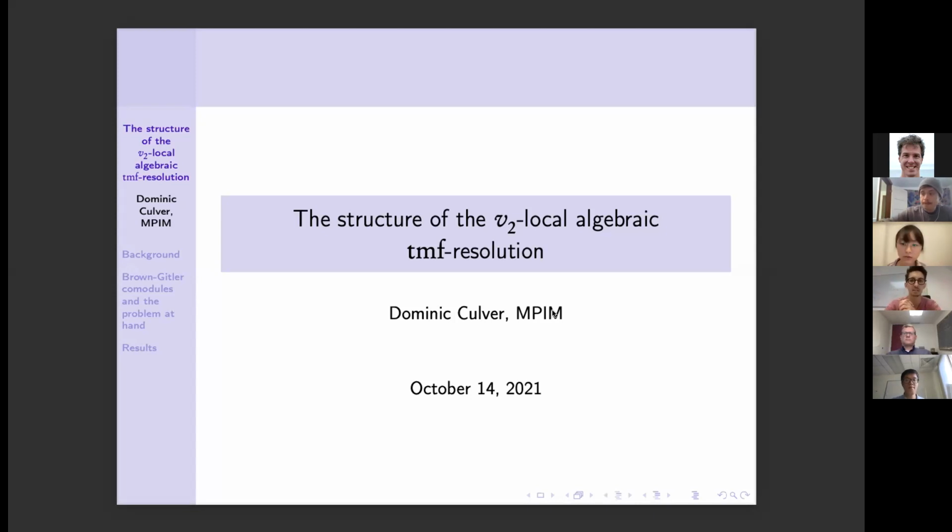So as JD said, I want to talk about something I've been thinking about related to the TMF-based Adams spectral sequence.